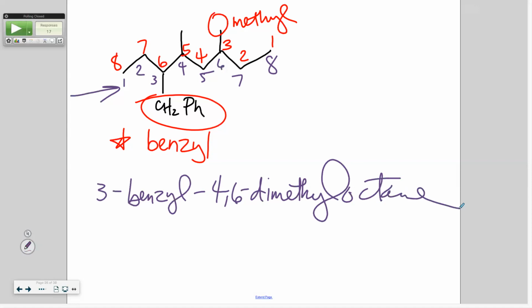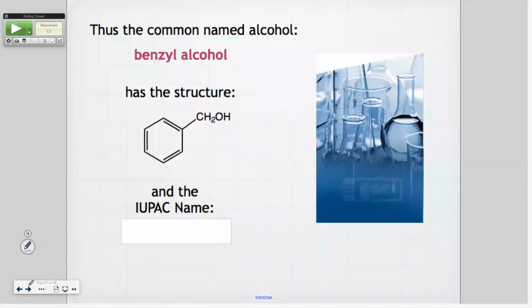Oh, my L got kind of wild. Happens when you write fast on that thing. Kind of helps you remember those rules too. Remember to pick the longest chain. Remember to pick the longest chain with the most substituents. Those old rules.